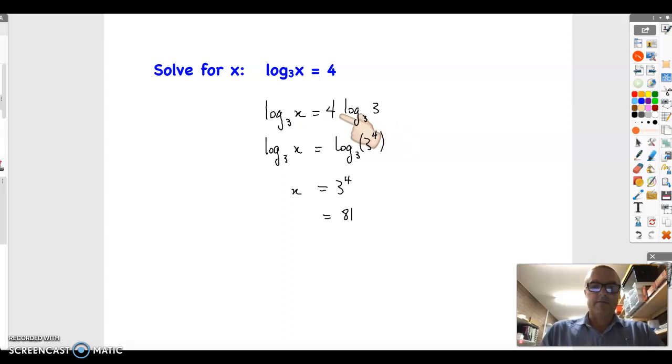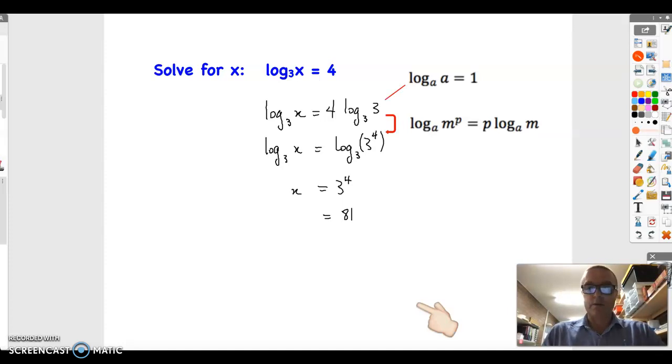We can take the 4 and I can write the expression like this. We've got the logarithm of 3 to the power of 4. Now we can see that we've got the log of x is equal to the log of 3 to the power of 4. This means that x must actually be equal to 3 to the power of 4, which is equal to 81. So the solution of our equation is 81.